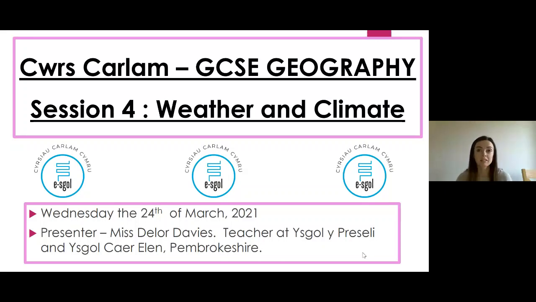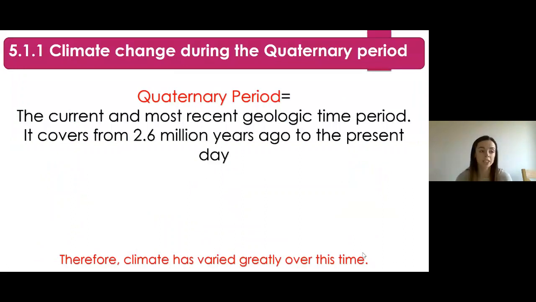Today we're going to look at theme 5, which you would have studied in year 11, which is weather and climate. First up, 5.1.1, climate change during the Quaternary period. So what is the Quaternary period? It is the current and most recent geological time period. It covers from 2.6 million years ago to the present day.